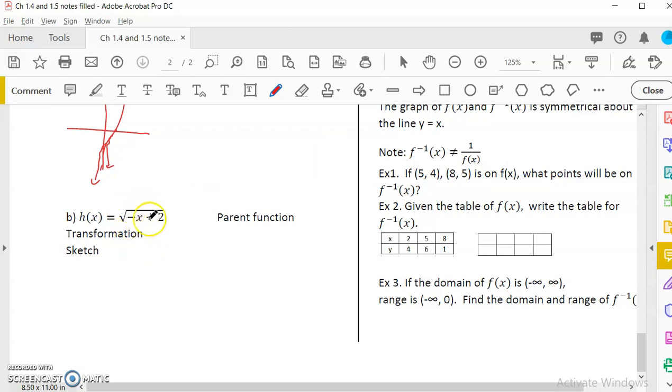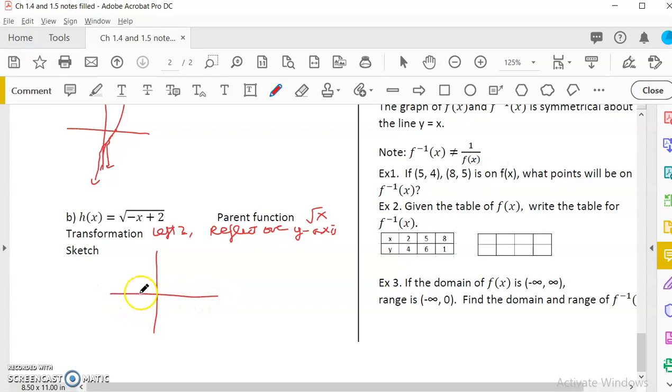So this is the square root of negative x plus 2. Usually we would say the parent function is square root of x, because we have a negative x, a reflection. If there is no parenthesis, we do the shift first. So the transformation would be plus 2, which is what? Left 2. And then we would do a reflection inside, right? Reflection over the y-axis.